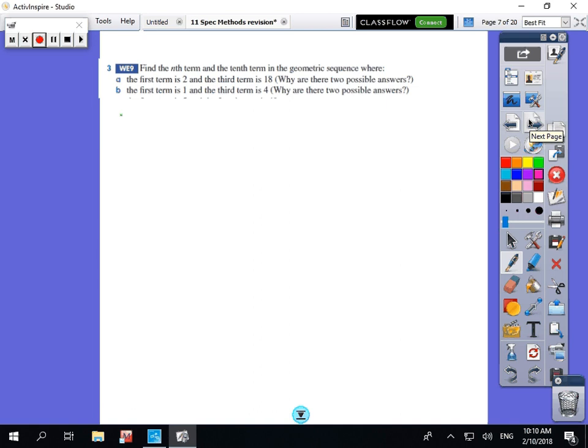Okay, find the nth term and the tenth term in a GP. So this is the start of GPs, where the first term is 2 and the third term is 18. And this other thing, why are there two possible answers? So we'll look at that. And then we probably won't do the second one, we'll just save some time, but you can look at it. Okay, so pause and when you're ready, come back.